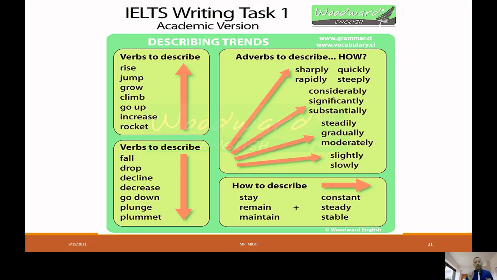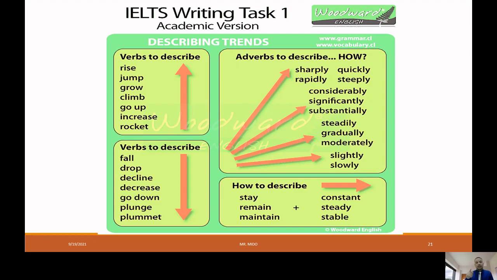Adverbs. Adverbs are words that describe a verb. We call the word that describes a verb an adverb. Like when I say increase, you can say slowly, rapidly, sharply, steeply, considerably, significantly, substantially, or steadily. It's like a flat increase. Or gradually, or moderately, or slightly, just from 2 to 2.1, only 0.1, so it slightly increased, or slowly. You can use one of the adverbs before the verb. It sharply increased, it slowly increased, and so on, or rise, or jump, or go.